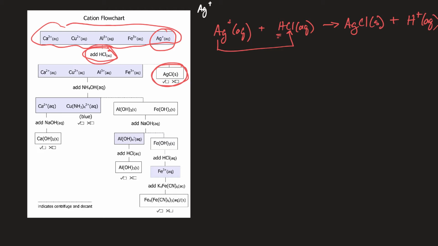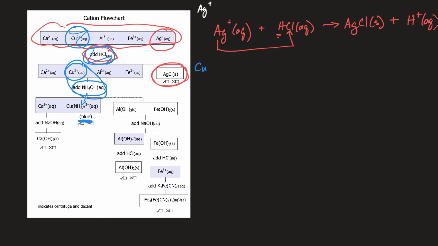Say another one. What's the other one? Copper. So say you had copper. When you add this, nothing happens to it, right? So it's still in solution. But then when you add ammonium hydroxide, you get this deep blue color. So I don't want to write the first reaction because nothing happened. I want to write the reaction that gives me that.